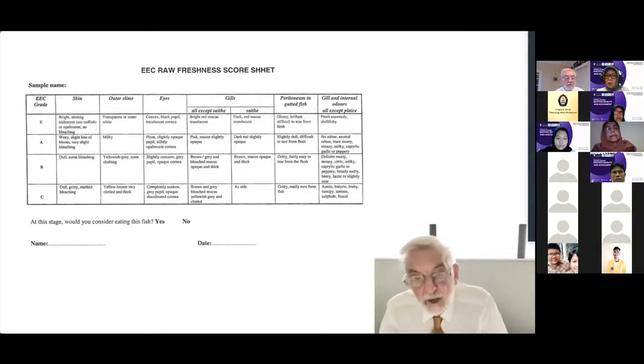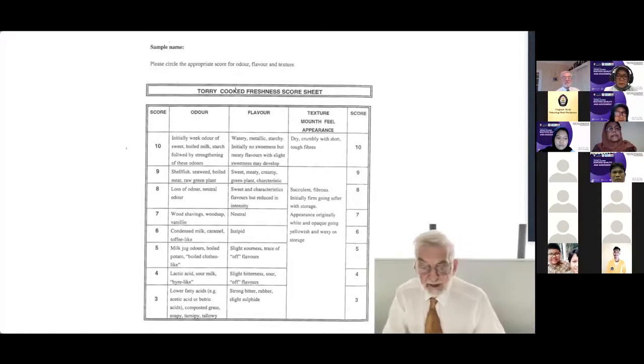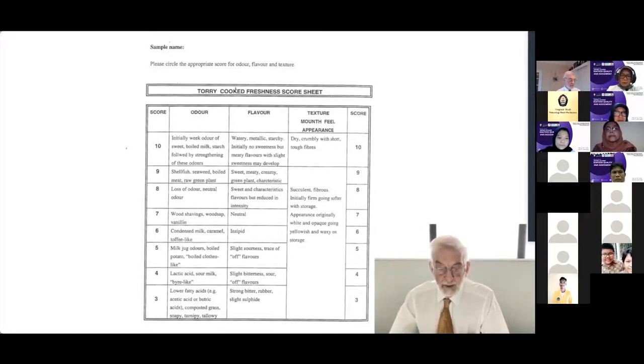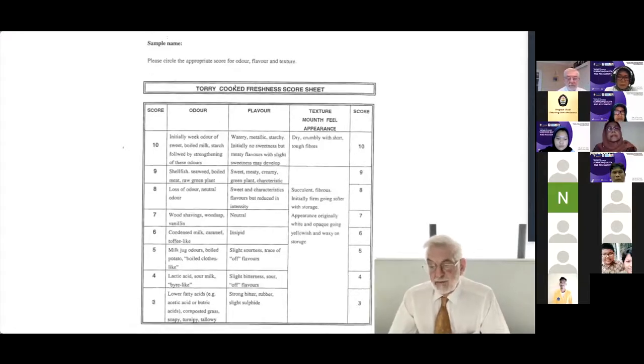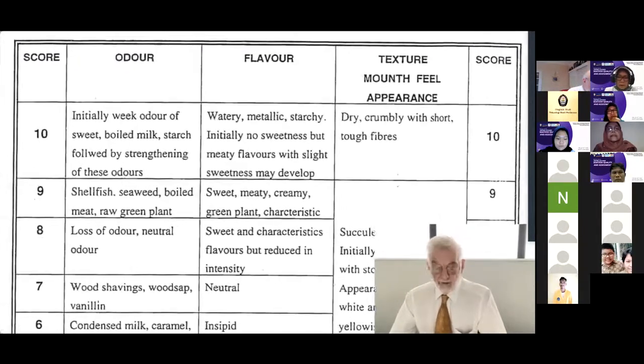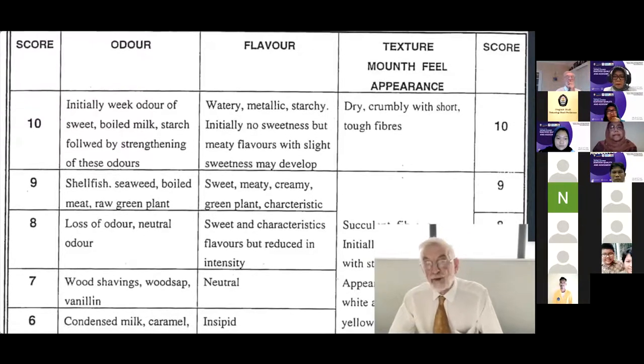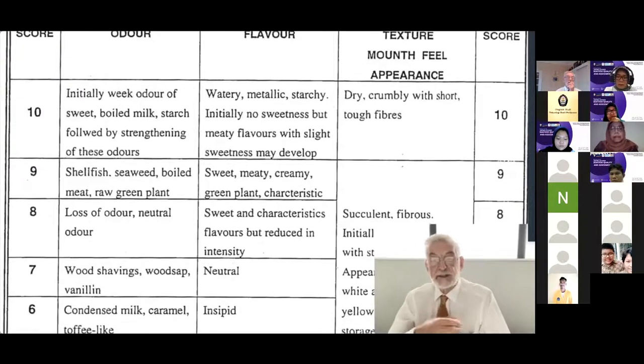That's the raw fish. There is a sensory method for cooked fish, and I'm talking about whitefish here, by the way, and this is a TORI one, again developed in the 1950s. And here we look at odour, flavour and texture, mouthfeel and appearance. Again, 10 is the absolutely fresh fish, 4 is unacceptable. And the odours are very similar to the ones that you get in the gills. But this is for cooked fish, so you'll microwave the fish and then taste it and smell it.